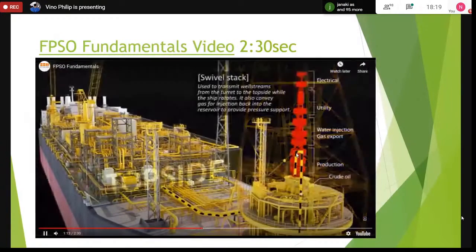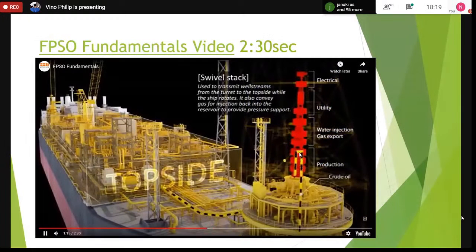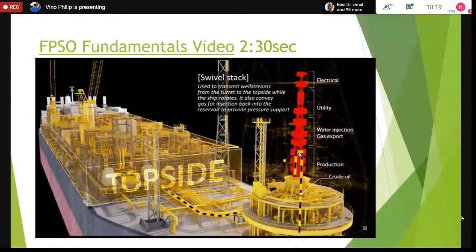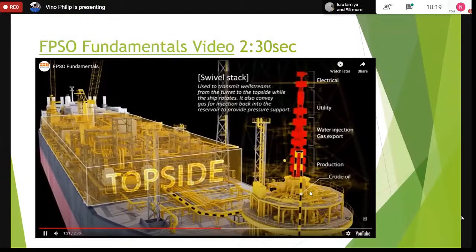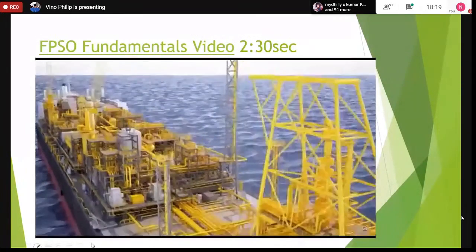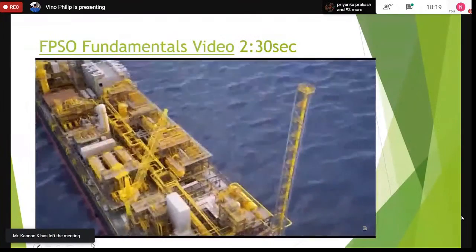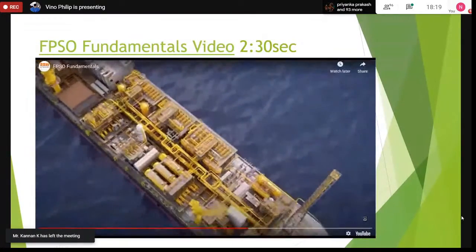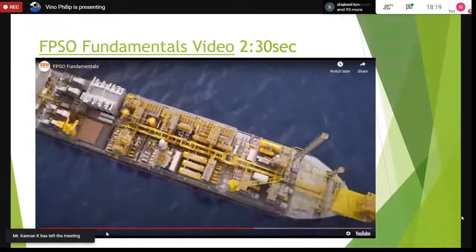So this is the toroidal swivel that I was talking about. So there are fluids, there are utilities, which are chemicals and water injection, and then there are the electrical signals, the umbilicals. So that is an FPSO.